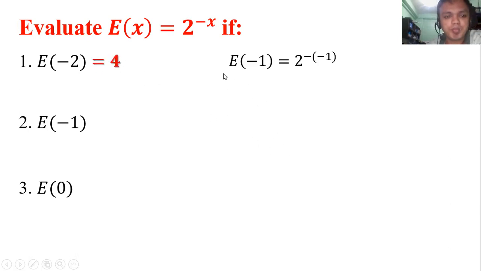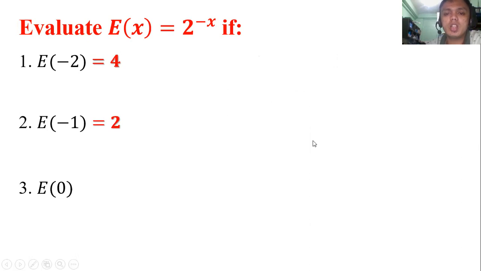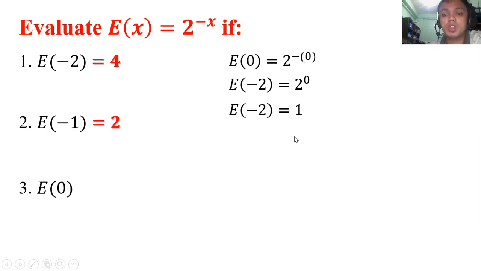Next, if your x naman is negative 1, so magiging 2 raised to negative times negative 1, that is 1. Then 2 raised to 1, that is 2. Okay? Next, E of 0 equal to 2 raised to negative 0. Negative times 0 is 0 pa rin. 2 raised to 0, that is 1. So, 1 ang value dito.